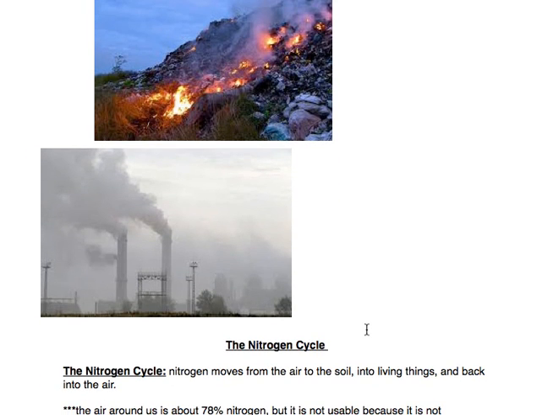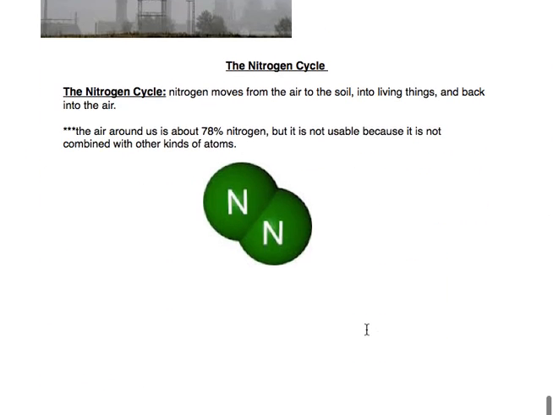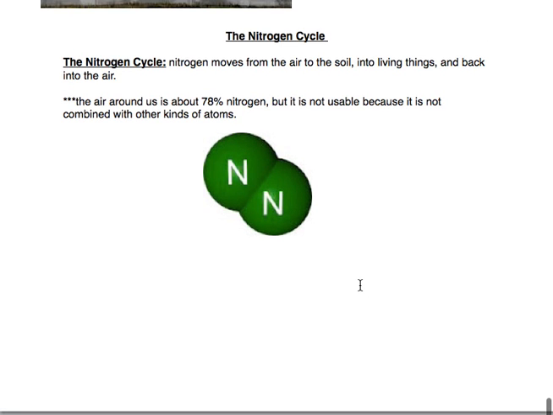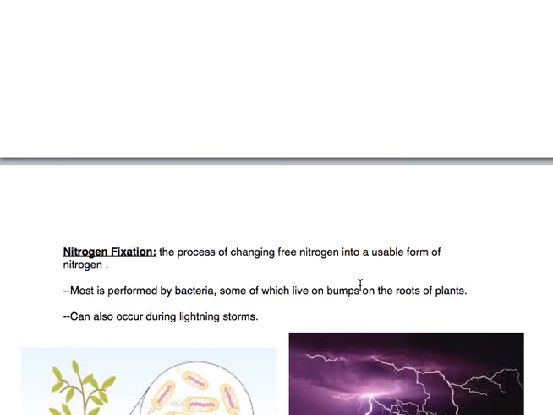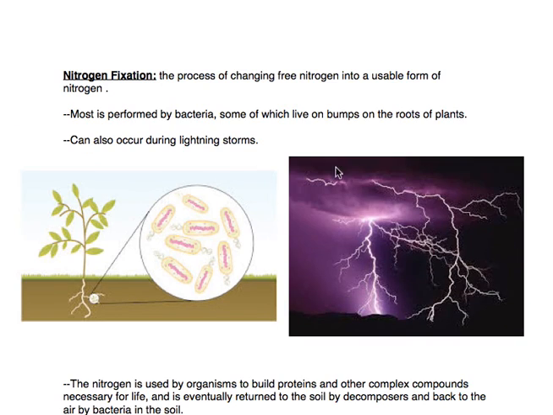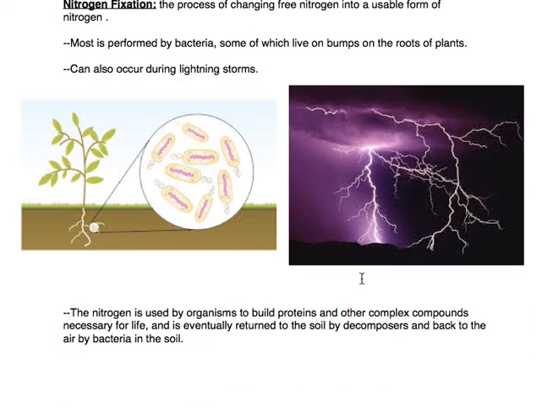And then we mentioned the nitrogen cycle, and that nitrogen makes up most of our air, but it's not usable, and that bacteria in the soil, bacteria on the roots of plants help fix nitrogen so that it can be used. Lightning also does this, and that nitrogen is used by organisms to do a lot of life processes and then is returned to the soil through decomposition and decomposers, and then is released back into the air through bacteria that live in the soil.